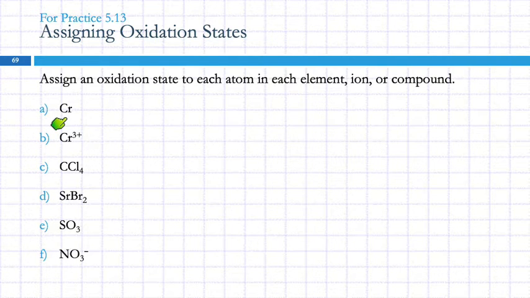Cr, what's its oxidation state? 0. That's very exciting. How about Cr3+? +3. So here it has a charge. Its oxidation state is the same as its charge.